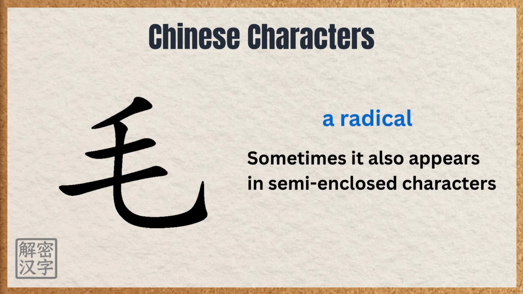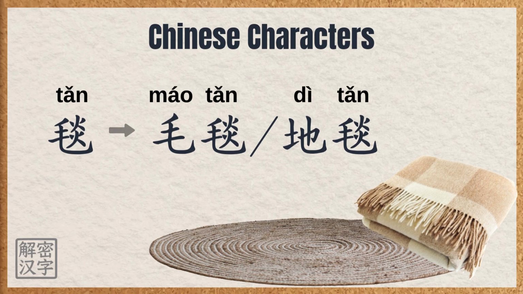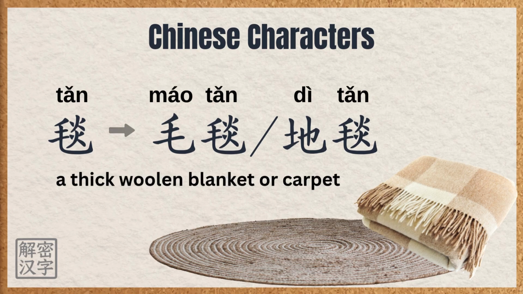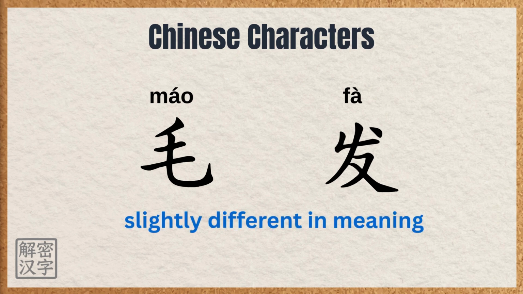Sometimes it also appears in semi-enclosed characters. For example, Tan, as in Mao Tan or Di Tan, meaning a thick woolen blanket or carpet. One important note, the character Mao and the character Fa are slightly different in meaning.